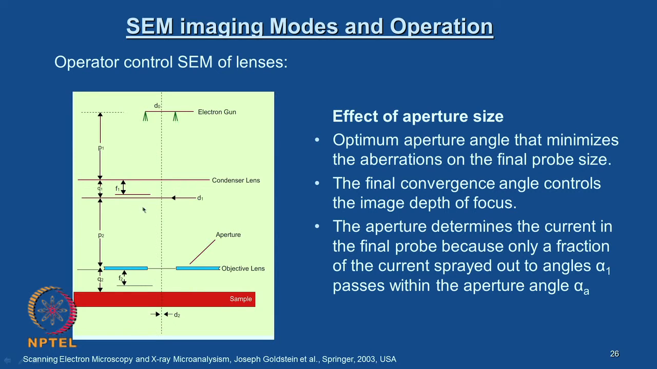So, if you look at this, the initial spread of current, the current sprayed in alpha 1, is eventually controlled by this aperture and then it makes alpha a, this aperture angle, and eventually it controls the probe size. This is one of the primary parameters which is in control of the operator.